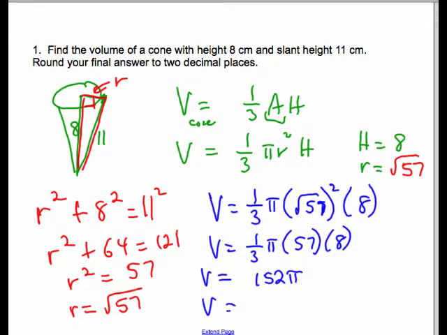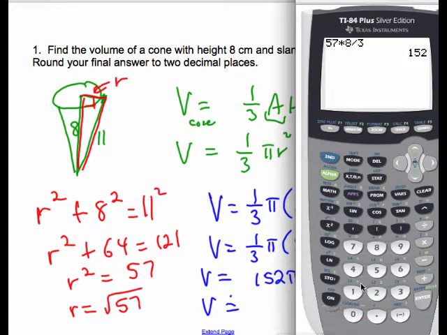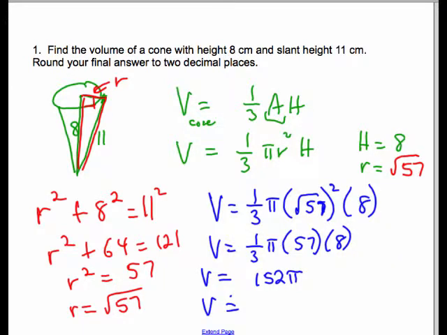And then if I type that into the calculator, I will find that 152 multiplied by pi will give me approximately 477.52, and centimeters cubed because we're doing volume.